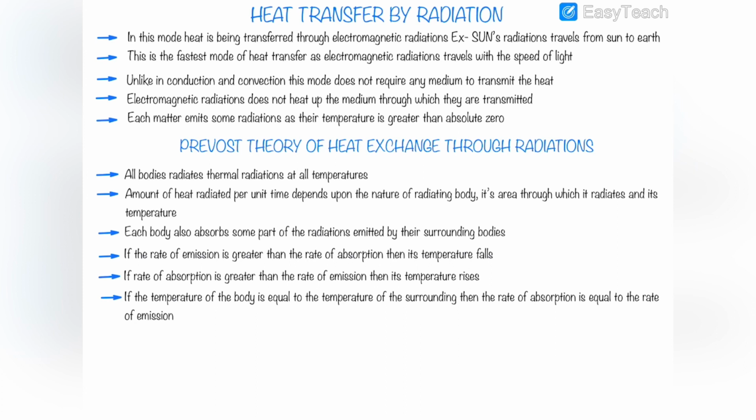Now, as electromagnetic waves do not require any medium to propagate, this mode of heat transfer is also suitable for vacuum mediums, which means that we can transfer heat through vacuum by heat transfer by radiation. Now, this is the fastest mode of heat transfer because in this mode the electromagnetic radiations move with the speed of light. So this is the fastest mode of heat transfer among all three modes.